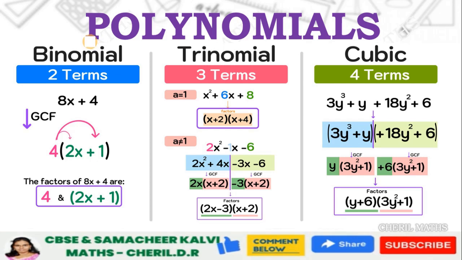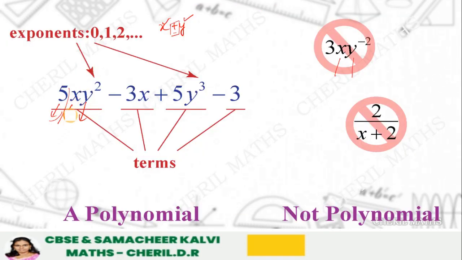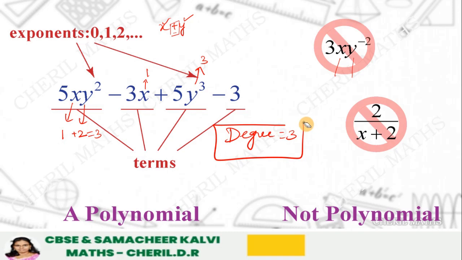Now, what we discussed just now, you can see that here you have these terms 5xy square, 3x and 5y cube. Look into this, children. Here the degree is going to be what? For this it is going to be 1, for this 2, for this 1, for this 3. 1 plus 2 is what? 3. So what is the highest power? It is going to be 3. So the degree for this polynomial is going to be 3. This is how you will find out the degree.